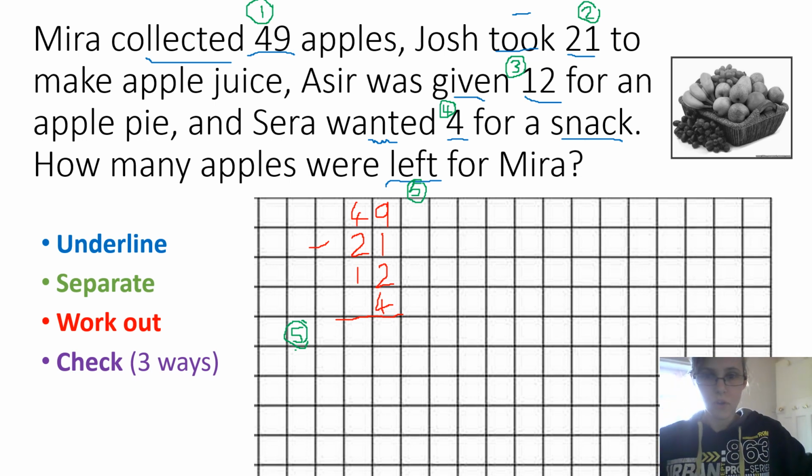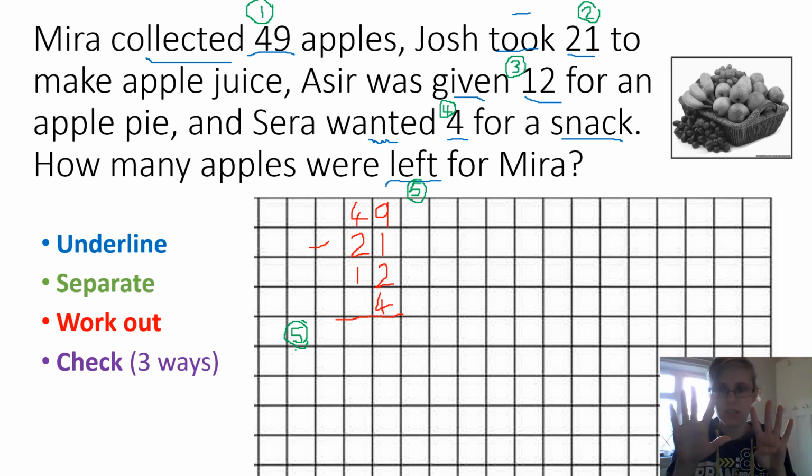So 49, take away 21, take away 12, take away 4. We're going to start obviously from right to left. So 9 is what we started with. I'm going to do it on my fingers because it makes it easier for me. 9 is what we started with. First I'm going to take away 1. Then I'm going to take away 2. And then I need to take away 4. 1, 2, 3, 4. And that has left me with 2 left there.